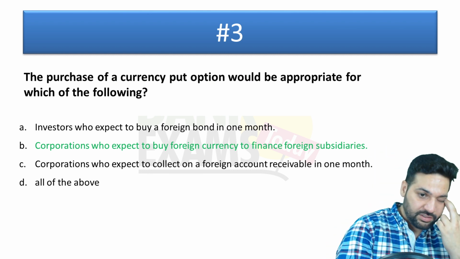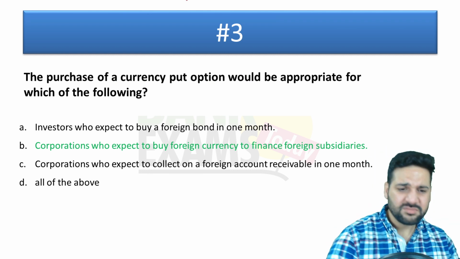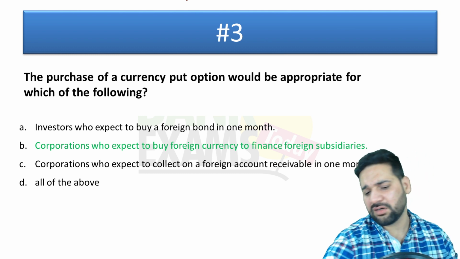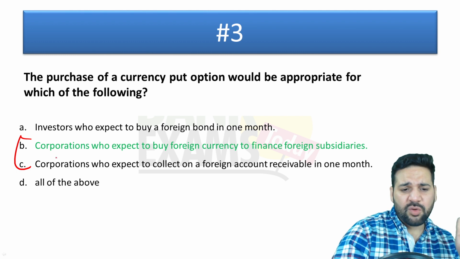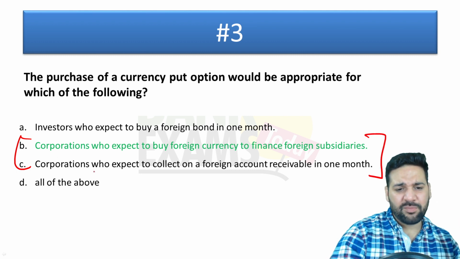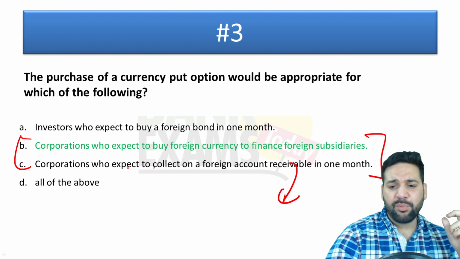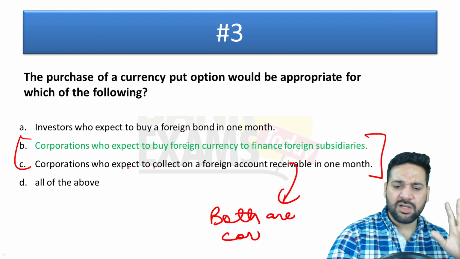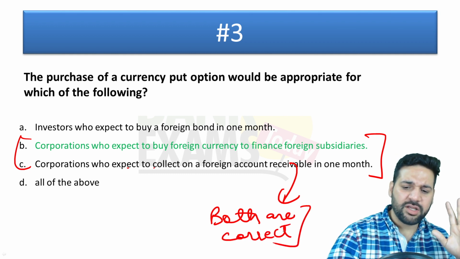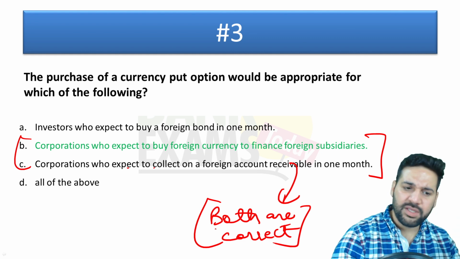Corporation who expect to collect foreign account receivable. See students, there is a doubt between two options. I guess both can be correct. I also had a doubt, but according to me, both B and C are correct.